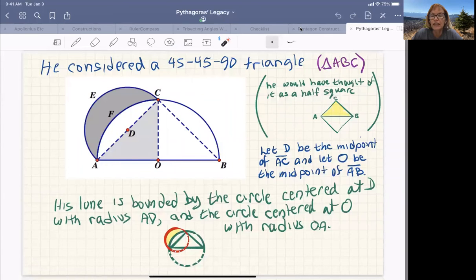So the first thing to note is that he built his lune on a 45, 45, 90 triangle. And so that means that this angle up here is 90 degrees, and these two base angles are 45 degrees. That means that this is an isosceles triangle.